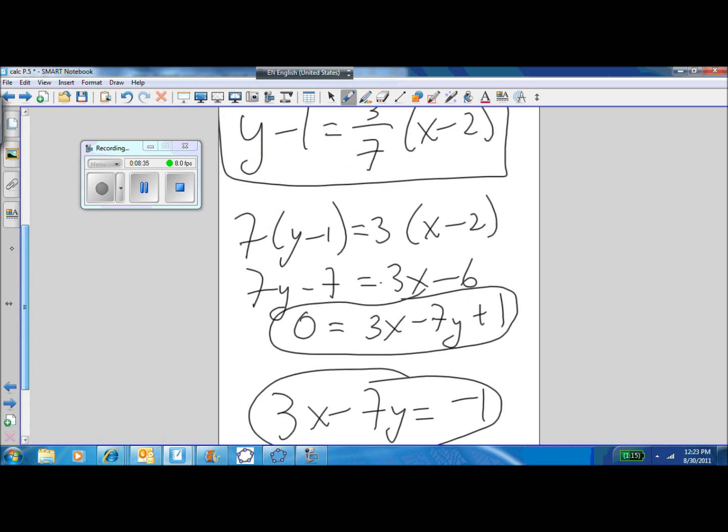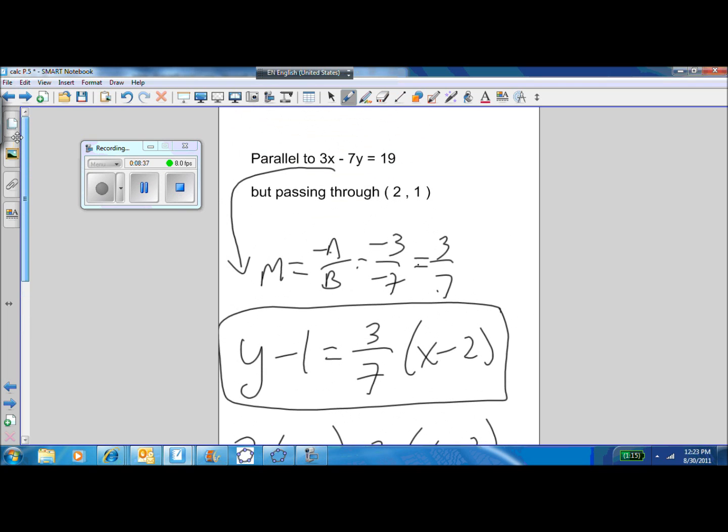We could have just as easily done this by taking the original equation, 3x minus 7y equals 19, and saying we want a parallel line to this. Well, that means a and b will stay the same. We'll just change the 19. Put 2, 1 in: 3 times 2 minus 7 times 1. And you get 6 minus 7, which is negative 1. Well, that's your answer: 3x minus 7y equals negative 1. That's how sometimes when you do parallel line problems, standard form can be a big help, and you can be very efficient with it.